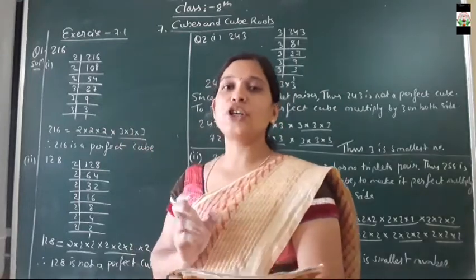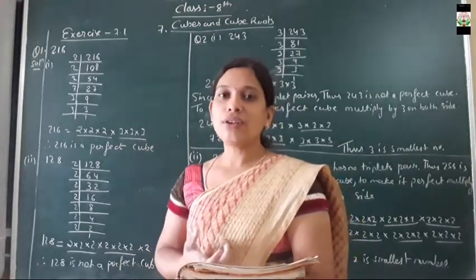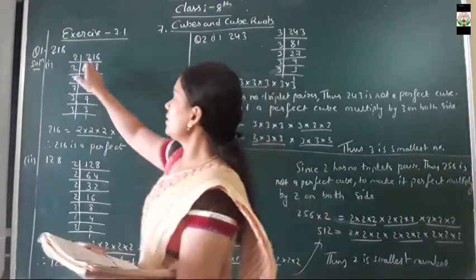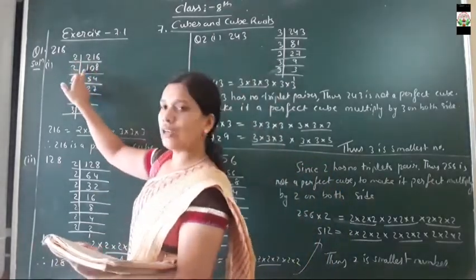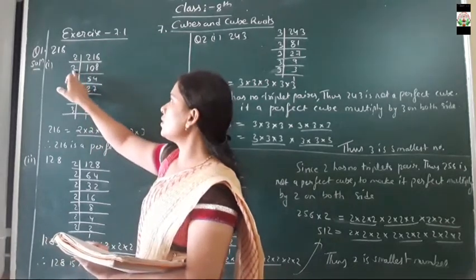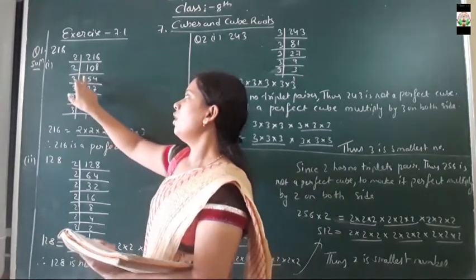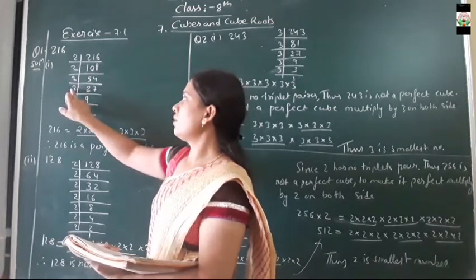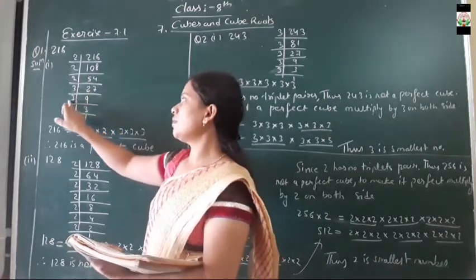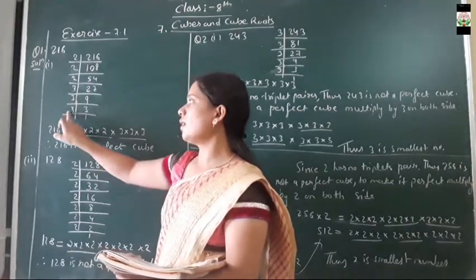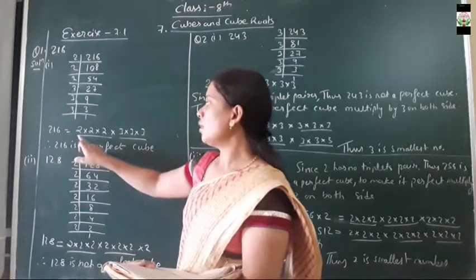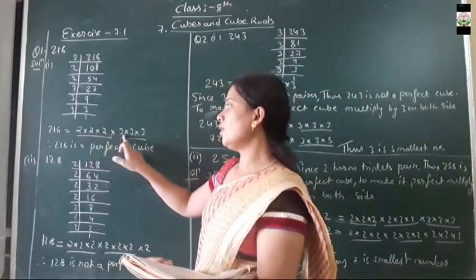216 एक perfect cube है कि नहीं, हमको find out करने के लिए उसके factors find करना पड़ेगा. So 216 comes in the table of 2, 108; 108 comes in the table of 2, 54; 54 comes in the table of 2, 27; 27 comes in the table of 3, 9; 9 comes in the table of 3, 3; and 3 comes in the table of 3, 1. Now the factors of 216 are 2 into 2 into 2 into 3 into 3 into 3.